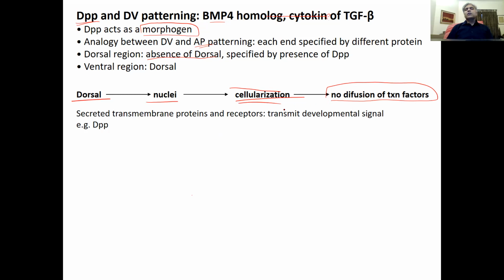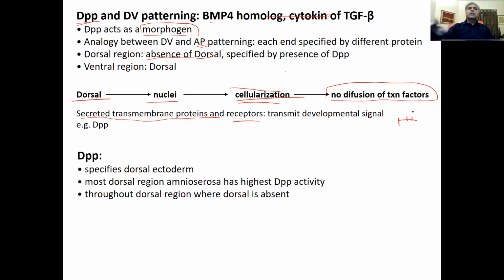After cellularization, most of the time you have secreted transmembrane proteins and receptors, and they are the ones which then transmit developmental signals through the cell membrane, because now cells are individualized. As I told you, DPP specifies the dorsal ectoderm, and the most dorsal region is called the amnioserosa. It has the highest concentration of DPP.